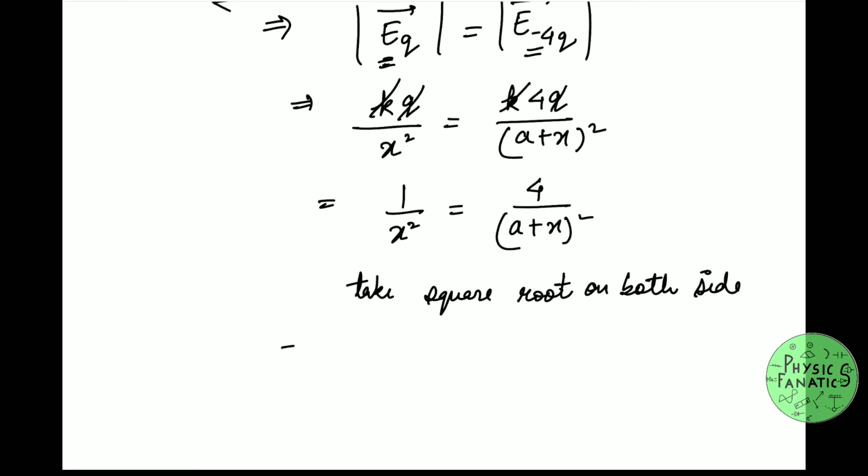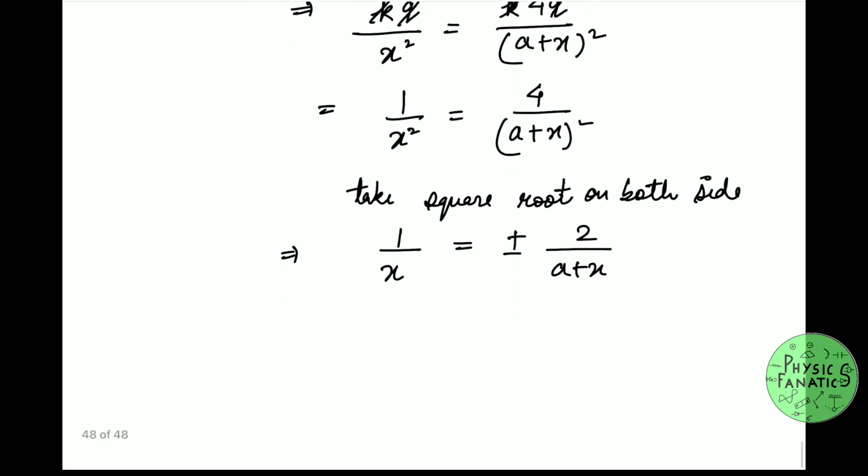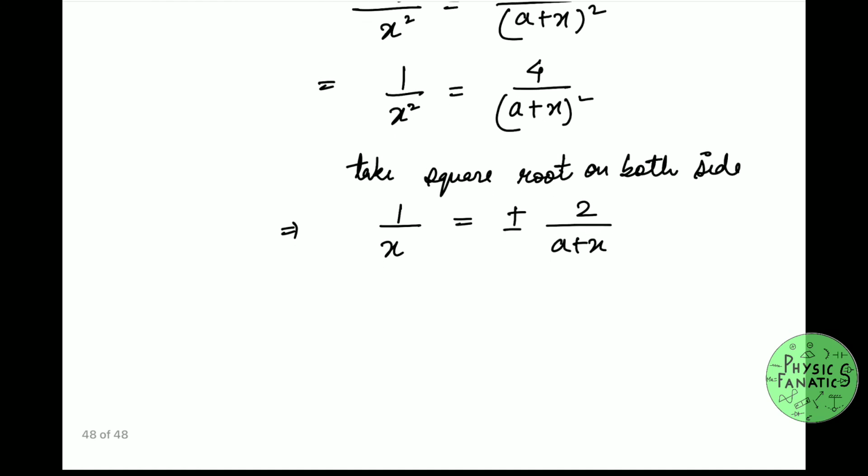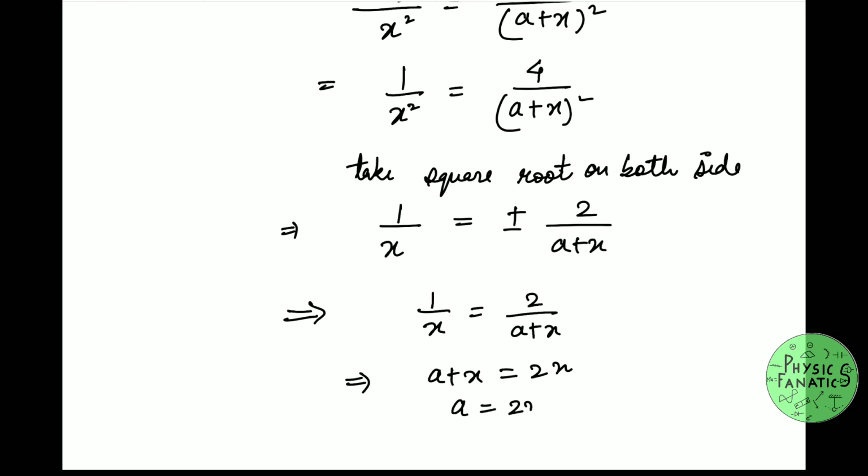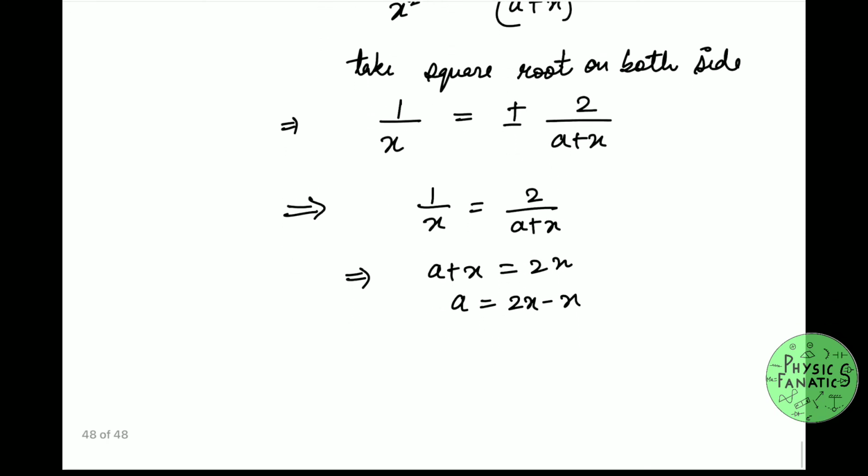So when you take the square root on both sides, you will get two roots. This will be 1 upon x is equal to plus minus 2 upon a plus x. Again we will be focusing on the positive root; we are not talking about negative roots. So you will get 1 upon x is equal to 2 upon a plus x, or you can say a plus x is equal to 2x. Or you can simply say a is equal to 2x minus x, or simply x is equal to a.